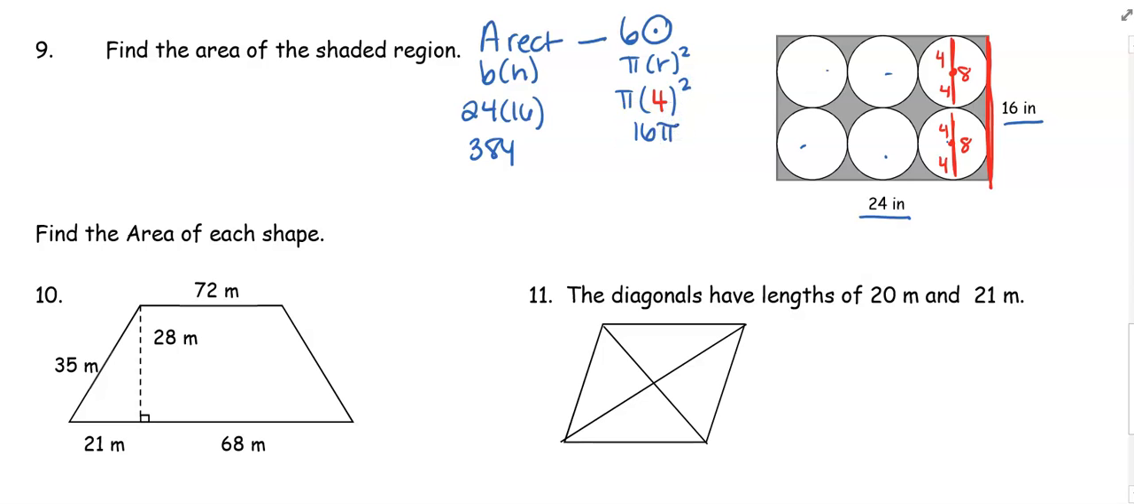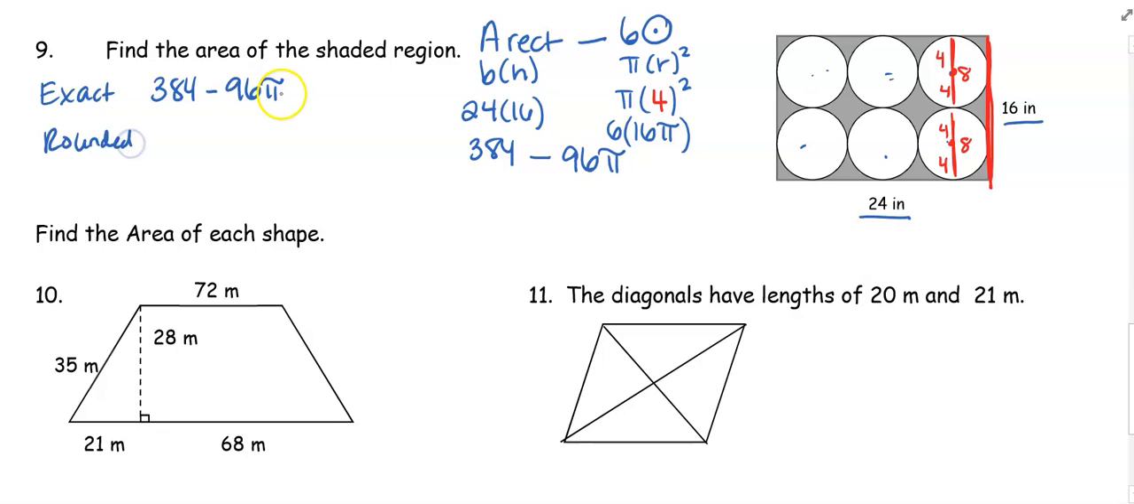But remember, that's only one circle. We have 6 of them. So we multiply 16 times 6, which means we're subtracting out 96 pi. We want to pay attention because if I ask for an exact answer, it's 384 minus 96 pi. If I want a rounded answer, we put the pi in our calculator. We do 384 minus 96 pi to give out 82.41 inches squared.